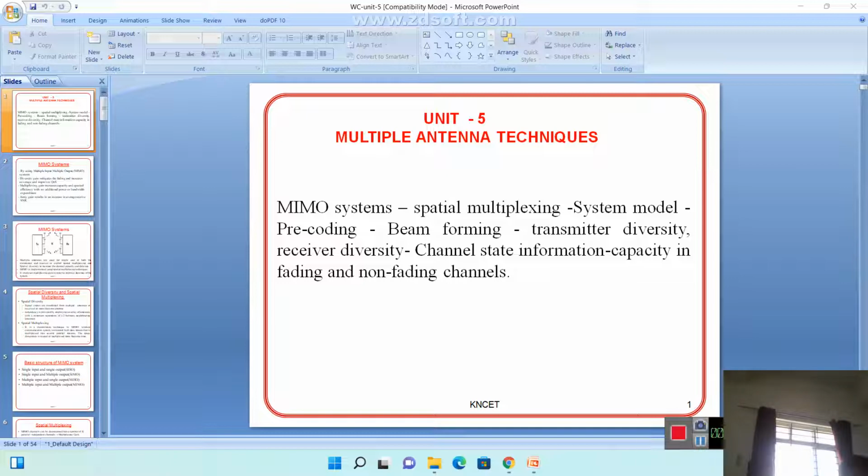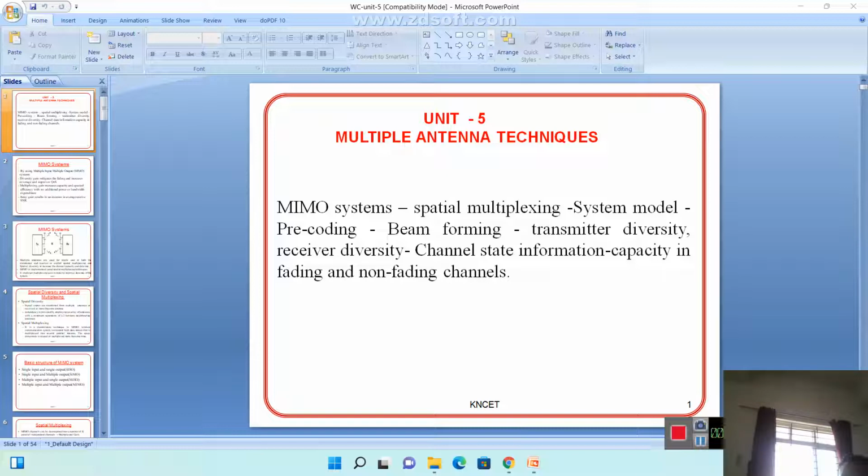What are the outcomes of the fifth unit? Design and implement the system with transmit and receive diversity and the MIMO systems. So the MIMO system, then spatial multiplexing, system model, pre-coding, beamforming, transmitter diversity, receiver diversity, channel state information, capacity in fading and non-fading channels. These are all under the category of Unit 5.